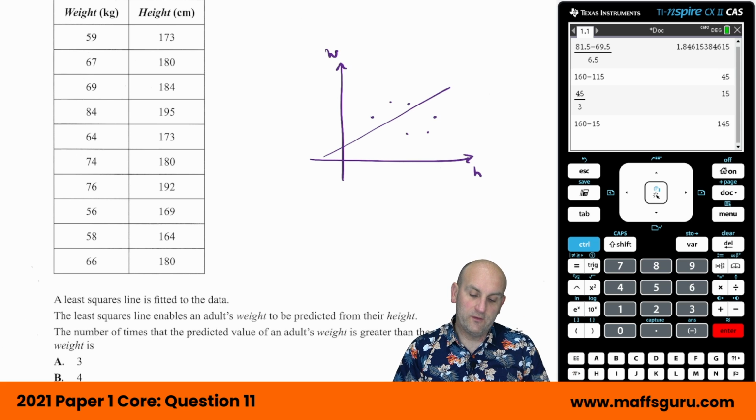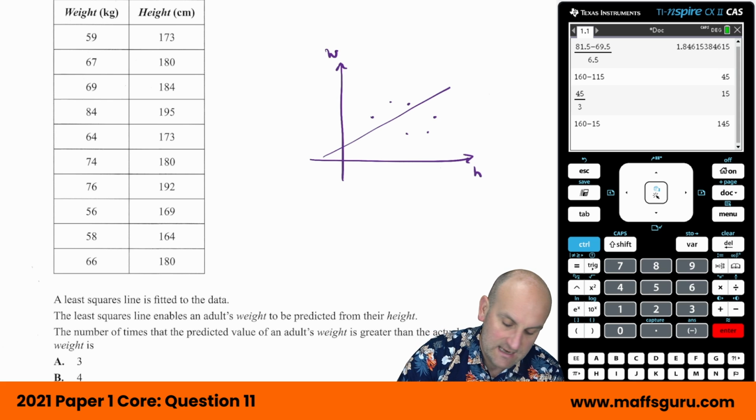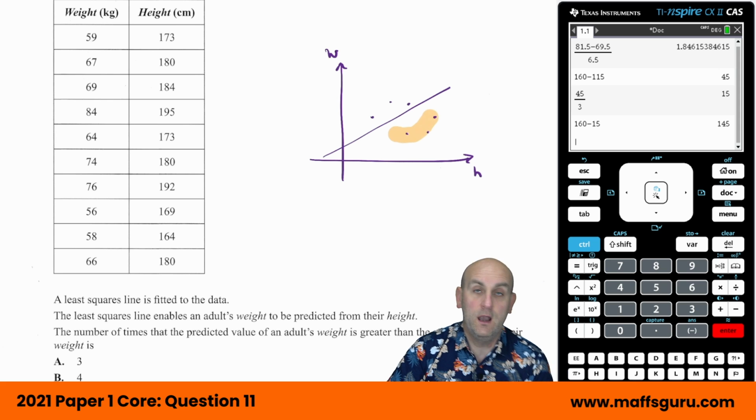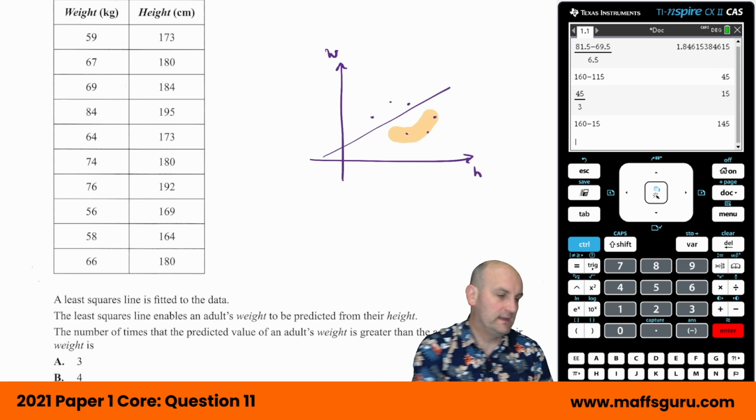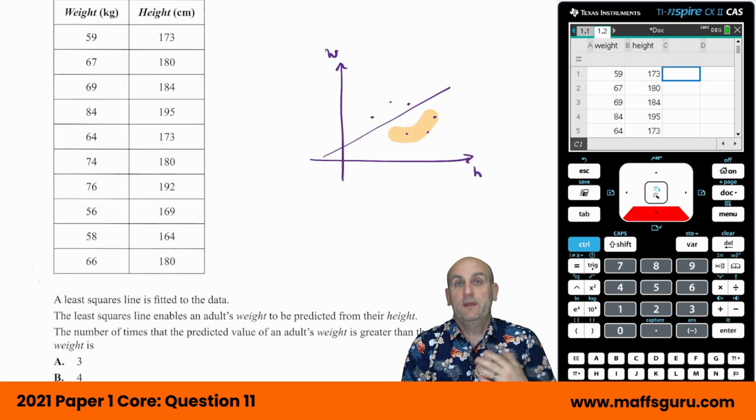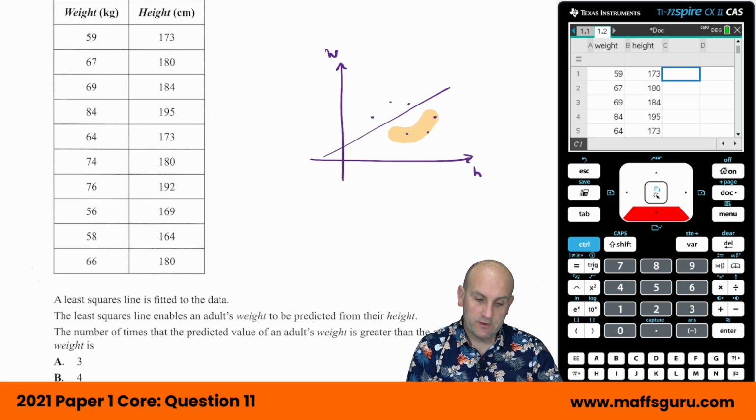So the number of times that the predicted value of an adult's weight is greater. So what they're really saying is how many points fall below our line. This one I will do on my calculator, and I can only show you the TI Inspire. And there we go. I've now put my data in. Fingers crossed it's all correct.